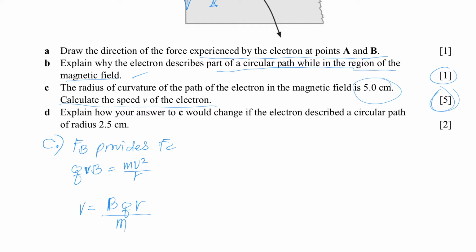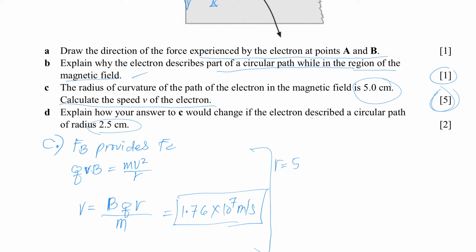So all these values are given in this particular problem. By doing that, you can have the velocity around 1.76 times 10 to the 7th power meter per second. This is now your velocity here. You can get 5 marks if you show all the details of your calculation. Let's go to D. Explain how your answer to C would change if the electron described a circular path of radius 2.5. Remember that this radius is 5.